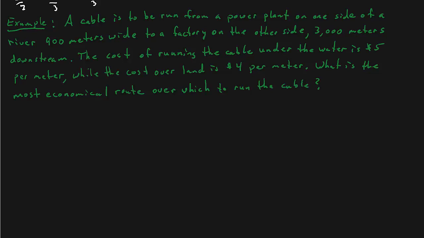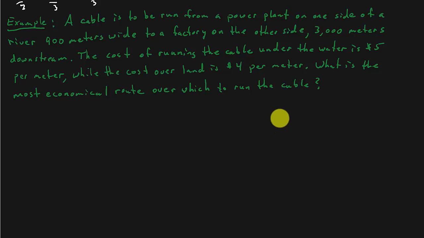All right, so here it says a cable is to be run from a power plant on one side of a river 900 meters wide to a factory on the other side 3,000 meters downstream. The cost of running the cable under the water is $5 per meter, while the cost over land is $4 per meter. What is the most economical route over which to run the cable? So in other words, how much cable on land, and then where do we need to cross, and then go along the water.